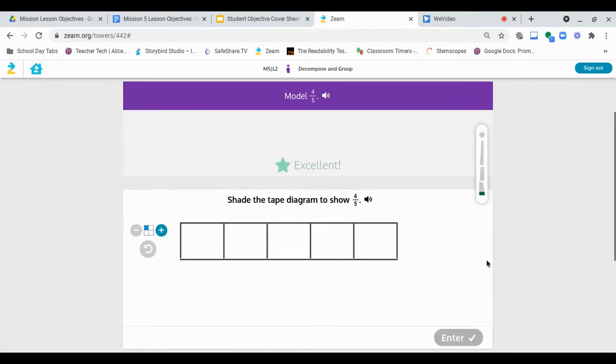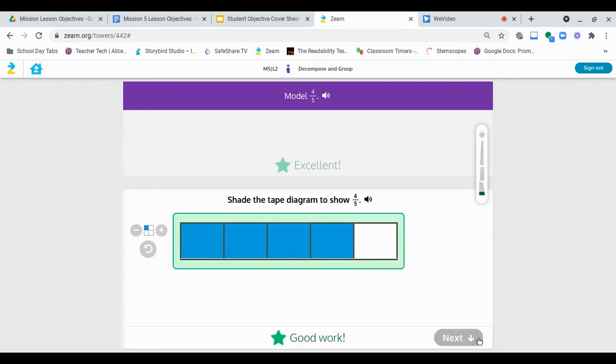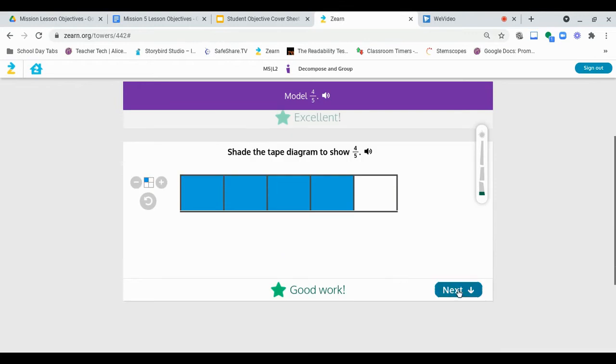Now it wants us to shade the tape diagram to show 4/5. Again, with 4/5, the numerator tells us how many are shaded. So I'm going to shade 4 out of the 5. 1, 2, 3, and 4. 4/5. Good work.